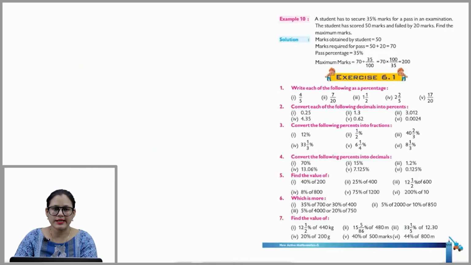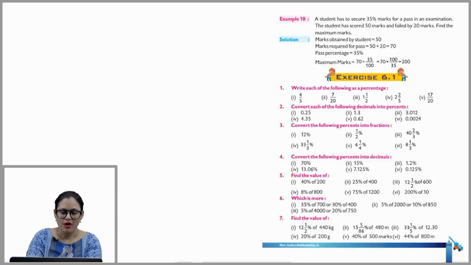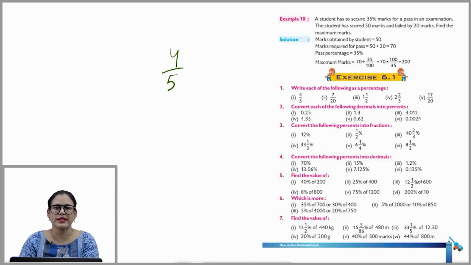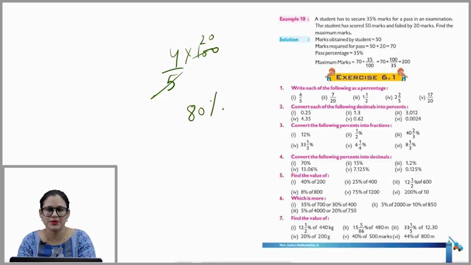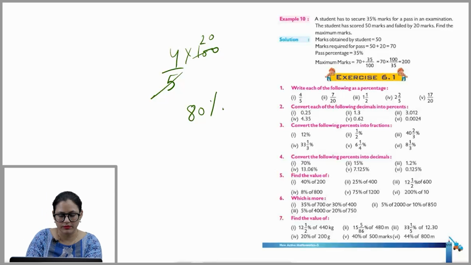Okay. Similarly, you will do example 10, right? Now let's do exercise 6.1. Write each of the following as a percentage. 4 by 5. We have to write this as a percentage, and what will we do? We will multiply by 100. 5 2s are 10 and 0. So 4 2s are 8 and then it's 1 0. So 80%. Right, students?